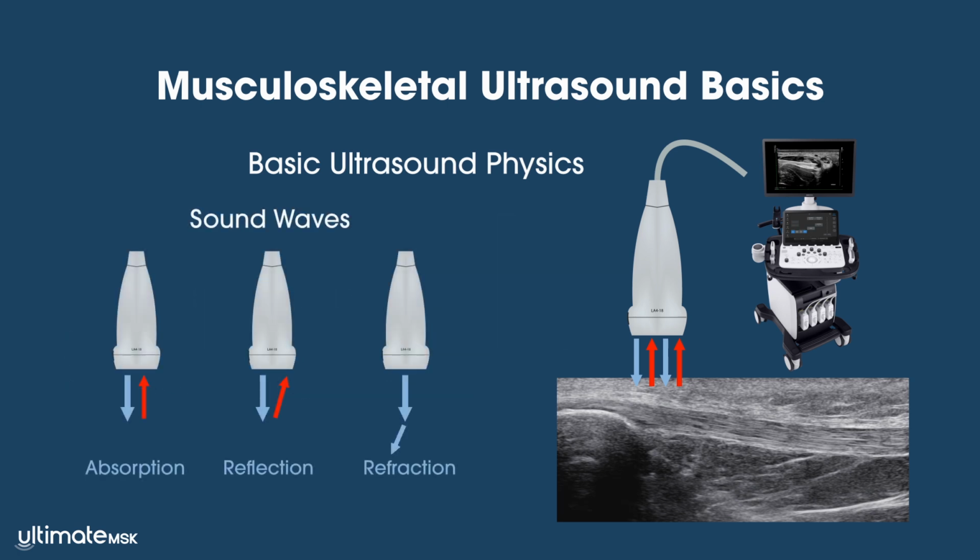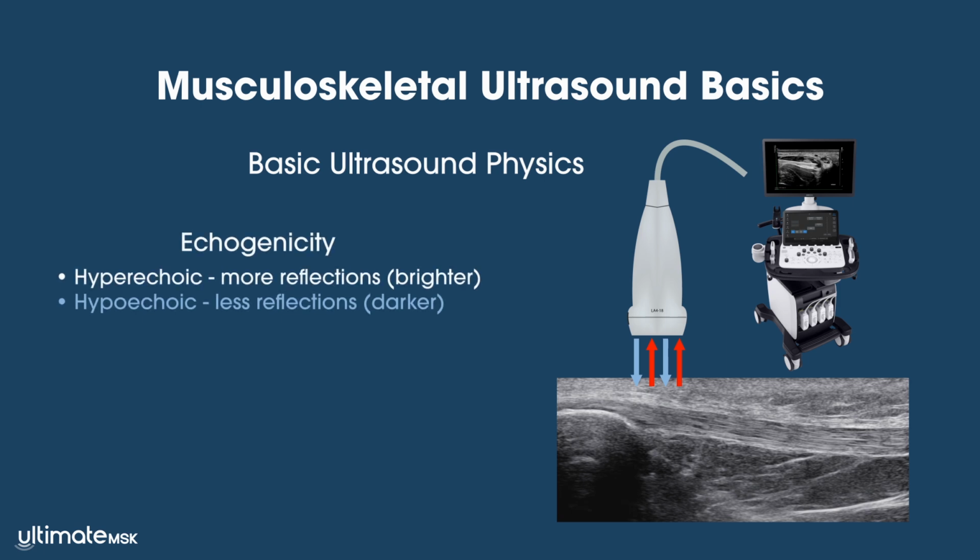As sound waves interact with the various tissue types, they undergo absorption, reflection, or refraction. When sound waves reflect off tissues and return to the transducer, they provide more information to the ultrasound machine, resulting in a brighter image. A brighter image is referred to as hyperechoic, indicating that more echoes are being reflected back by the tissue. Conversely, when sound waves pass through tissues, such as fluid, less information is reflected back to the transducer, producing a darker image. This is referred to as hypoechoic.